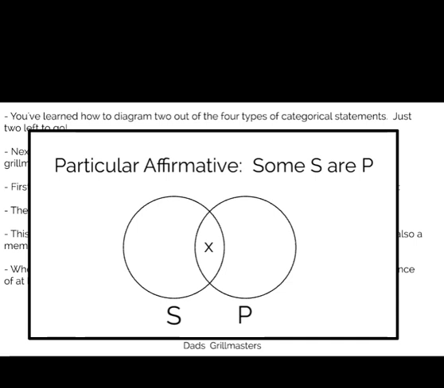So any particular affirmative is going to look like that. Anytime you say some this is that, it's going to be the same thing. Some dads are steak destroyers, you could have said that as well. Then S would be dads and P would be steak destroyers. And the little X would represent your dad. There's at least one dad who's a steak destroyer.